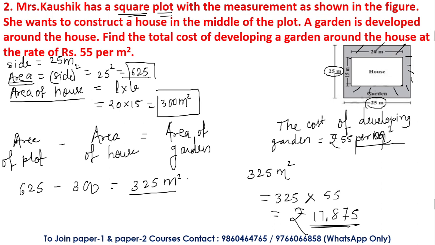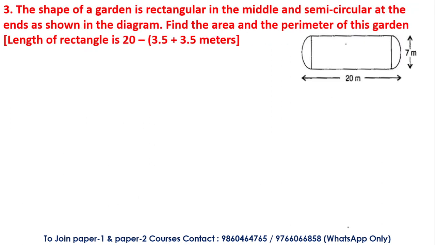Very simple question. Obviously such types of questions are given in your examination, in your previous year question papers as well, and are expected as well. So please make a note of two formulas over here. What is the area of the square? Again, what is the area of the rectangular field? How have we found the area of the garden based upon the area of plot and area of house, and how we found the cost of developing the whole garden based upon the rate per meter square. Okay, moving on to the next question, students.